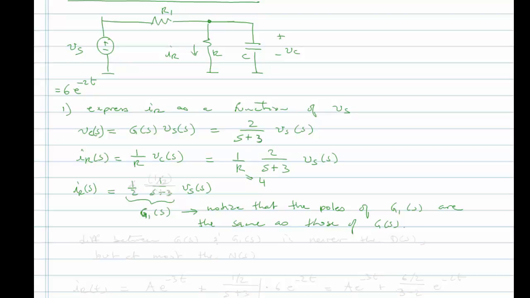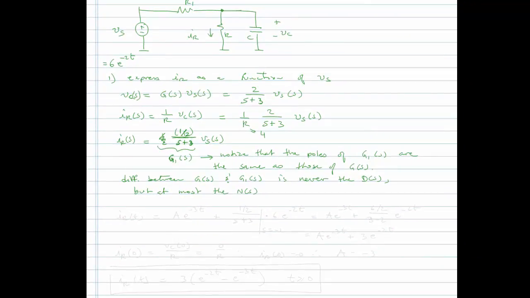The only thing that will change is, let me write it like this. The difference between G of S and G1 of S is never the denominator, but at most the numerator. It's the numerator that will change. So for instance, in G we had 2 over S plus 3, and in this case we have 1/2 over S plus 3. You'll eventually see transfer functions where the numerator could be S, could be a function of S as well. But the denominator will always be the same, and the denominator is what gives you the S values for the natural response.